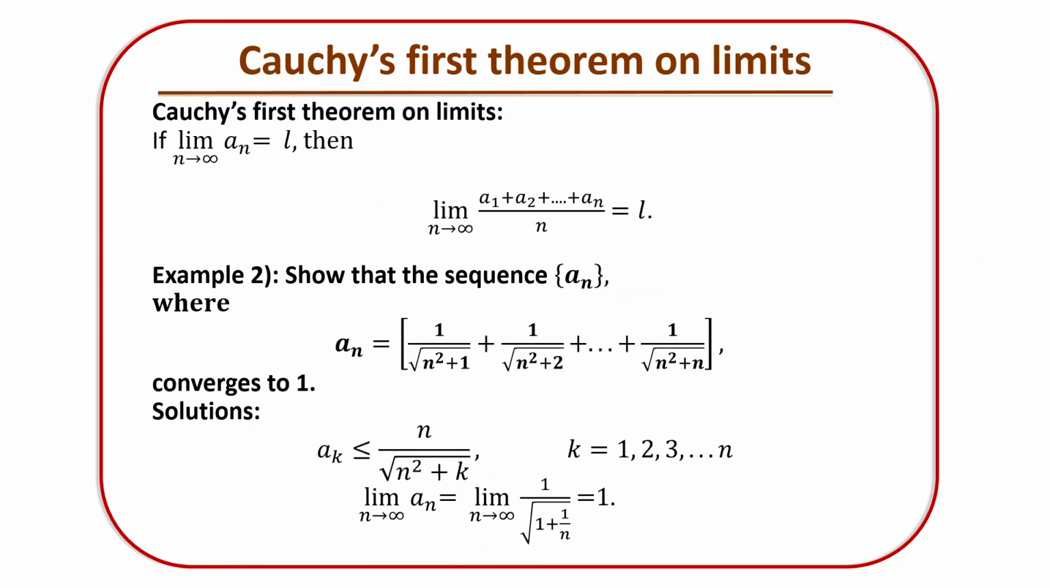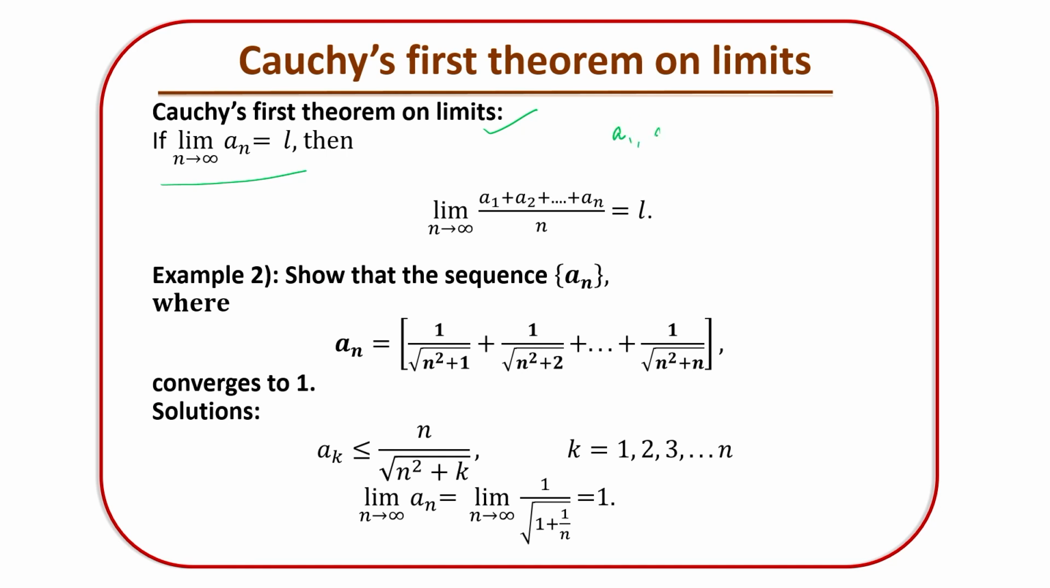Now, another two theorems which are important, and I am not giving the explicit proof for them, because those proofs are not useful at this stage. We call them Cauchy's first theorem and Cauchy's second theorem on limits. Cauchy's first theorem on limits says that if the limit of a sequence an is L, then the average of the first n terms also has the same limit L.